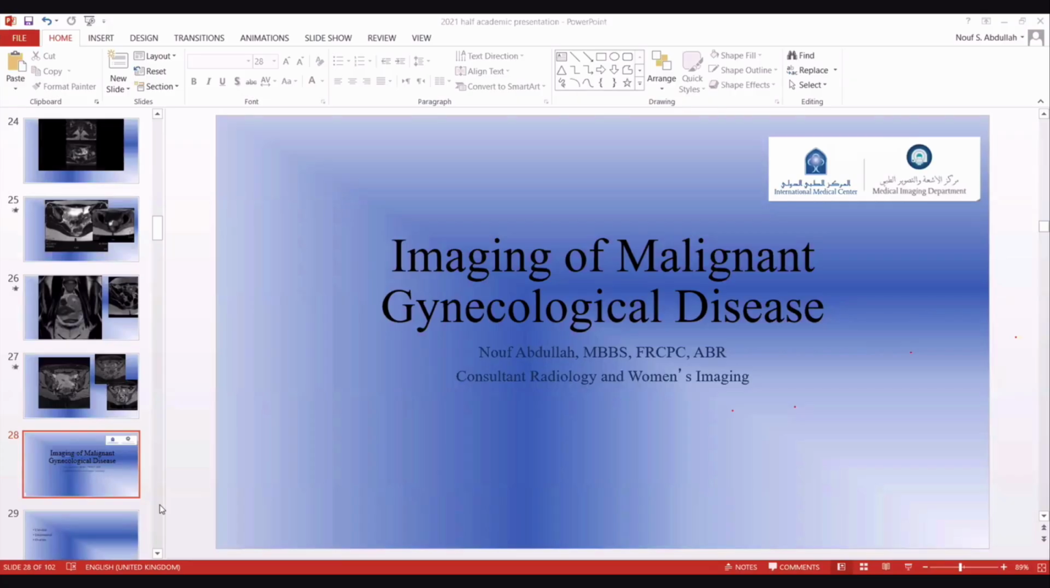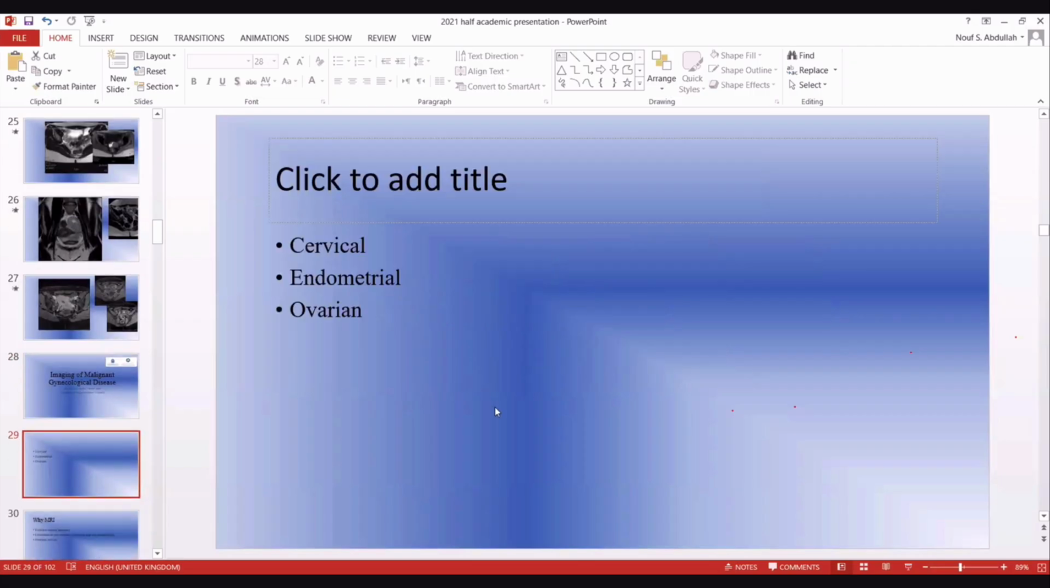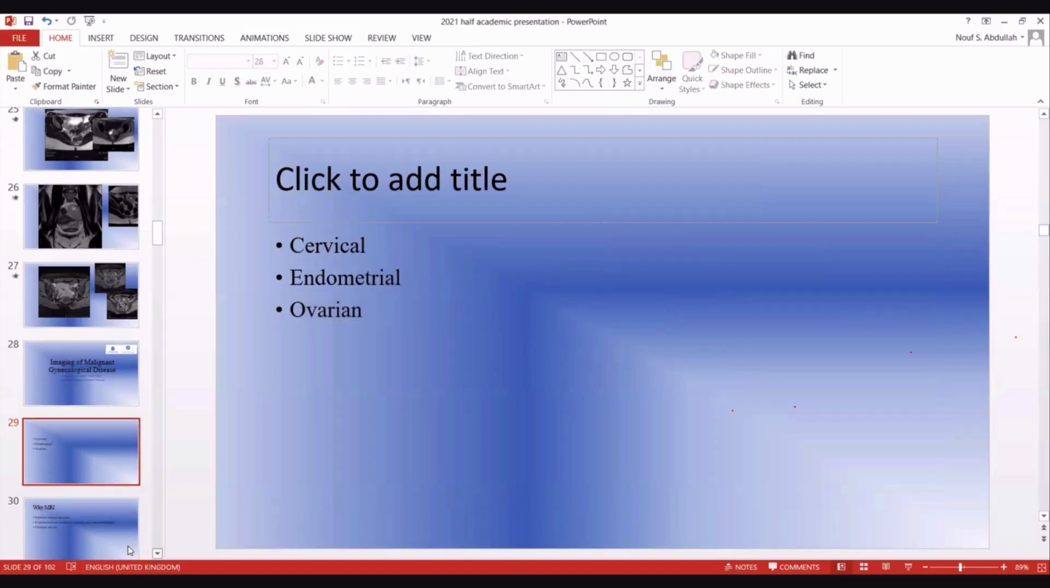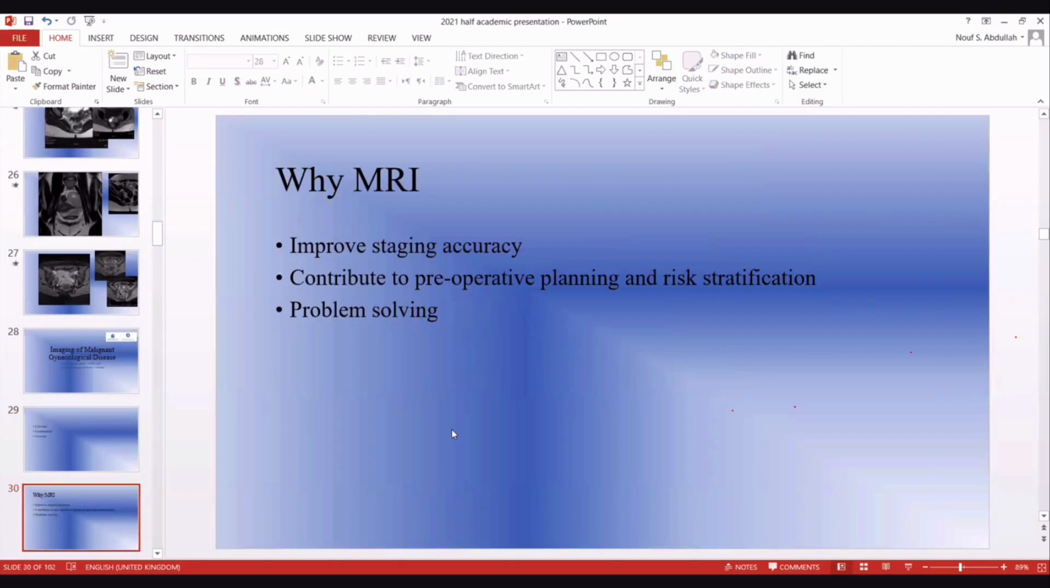So we finished this part, guys. I'm going to move into imaging of malignant gynecological disease. I'm going to talk mainly about cervical, and then we'll move into endometrial, and then if we have time, we can talk about ovarian malignant lesions.